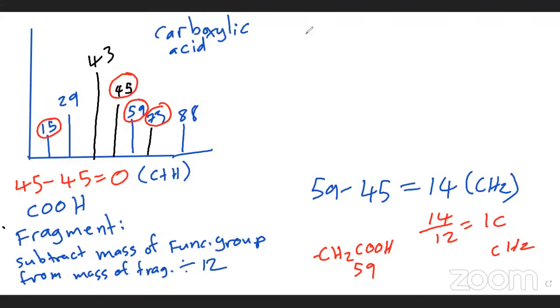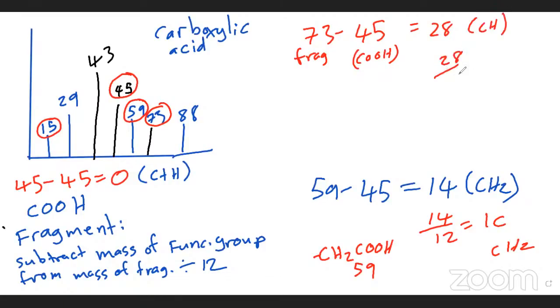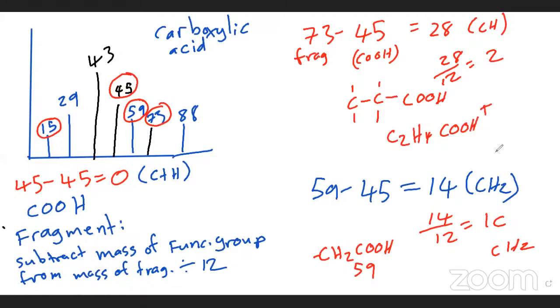All right, so 73, I should say 73 take away 45 again. That's the mass of the functional group. This is the mass of the fragment. How much do I get when I take away 45? 28. All right, 28. Thank you. So 28, that's our hydrocarbon fragment. Divide 28 by 12, we'll get 2. So 2 carbons, put on your hydrogens, and then you attach your functional group COOH. So that would be C2H4COOH. Remember to put on the positive sign as well.